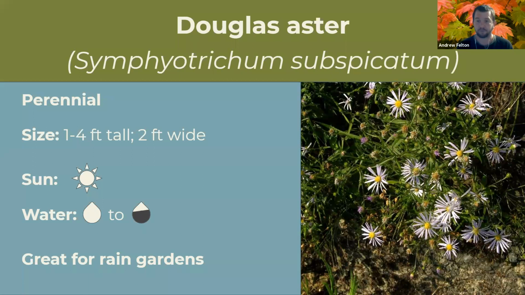Douglas aster spreads by roots, so you can divide it up if you want to share it with any friends. It also can spread very quickly though, so you want to make sure that you are staying on top of it, and that if you need to, you trim it back. But it is a great plant that you can share with neighbors, with friends, you name it.